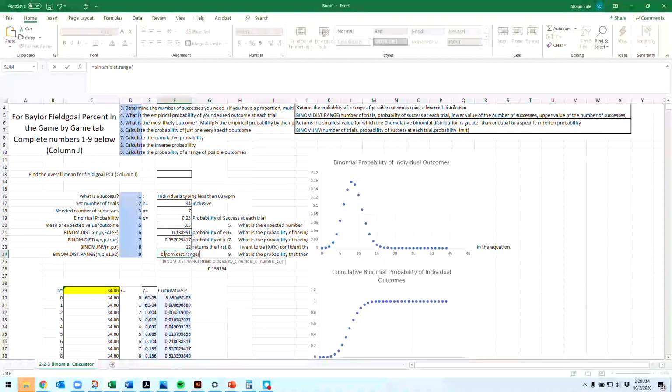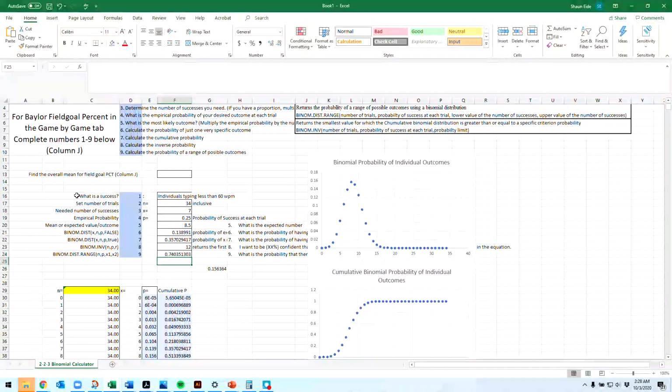And then we're going to put the number of trials, which is still going to be 34. Then the probability of success at each trial, which is 0.25. And then we've got the number of successes. The lower number of successes, let's just say 5. The upper number of successes, let's put 10. And press enter, and then we can tell that 74% of the observations are between 5 and 10 inclusive.